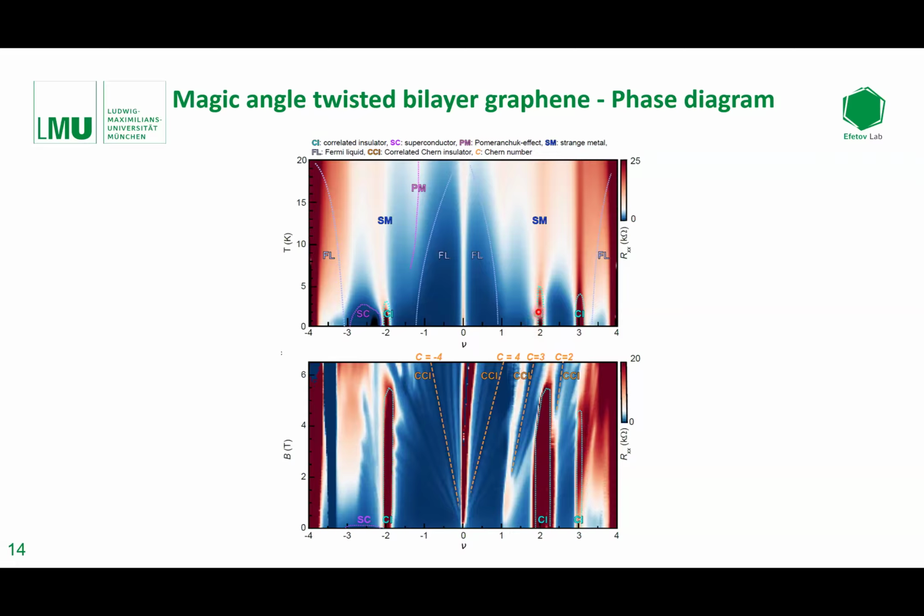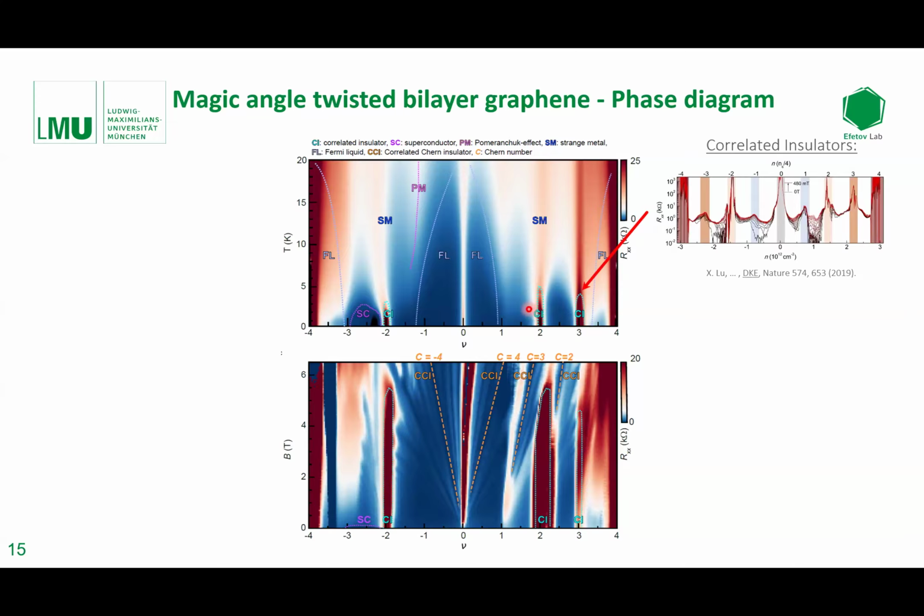And in particular, we can see that the resistance at integer fillings often turns out to be quite insulating. We can see in particular that at filling factor 2, at filling factor 3, and at filling factor -2, there are really strong insulating states appearing at exactly integer fillings of these values. And those states are understood as correlated insulating states. However, of course, I will talk more about the ongoing debate what type of ground state these states really are.